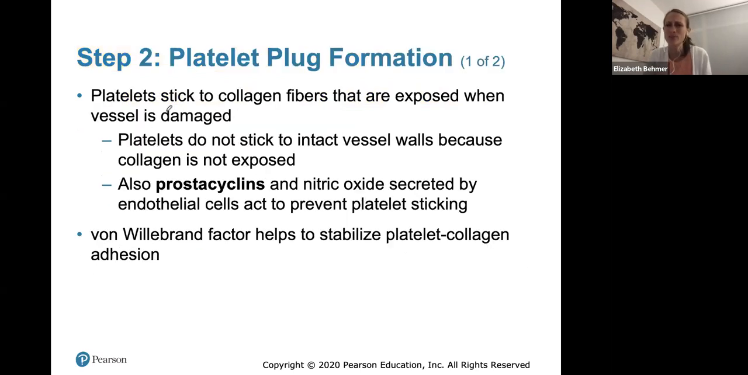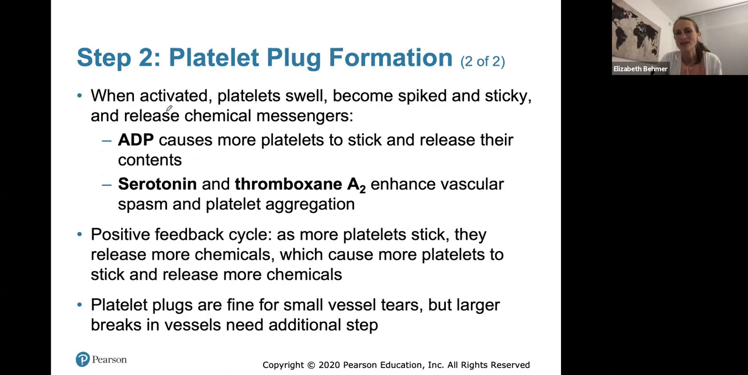And then a platelet plug forms, where the platelets stick to collagen fibers to try to form a plug, to keep blood from draining out as well. When activated, the platelets will swell, become spiked and sticky, and release more chemical messengers. This is one of the positive feedback cycles in the body, which means as more platelets stick together, they release more and more chemicals, which cause more platelets to stick together to release more chemicals.